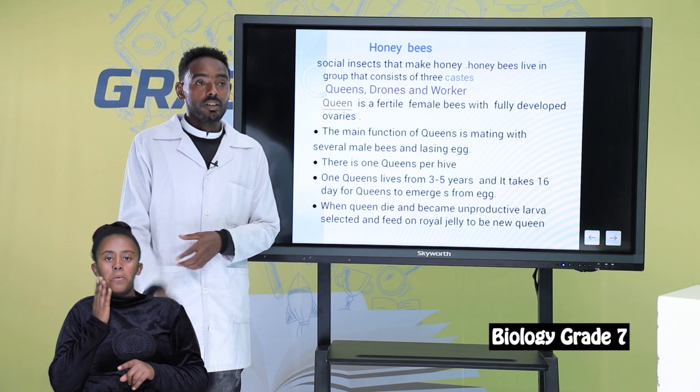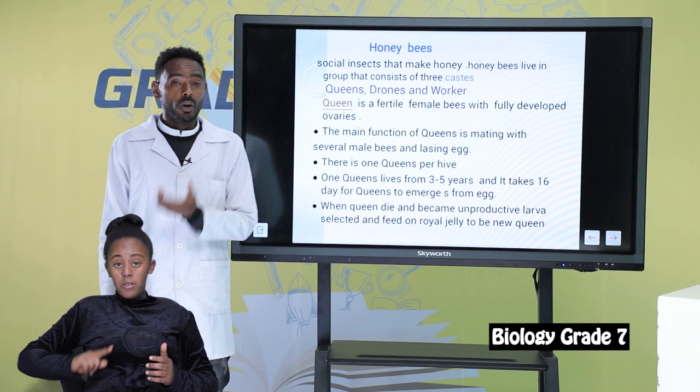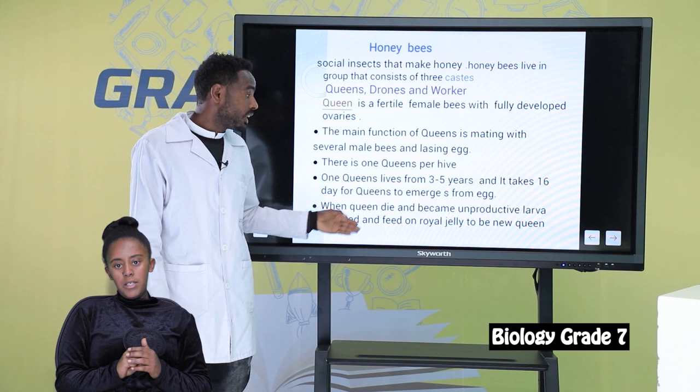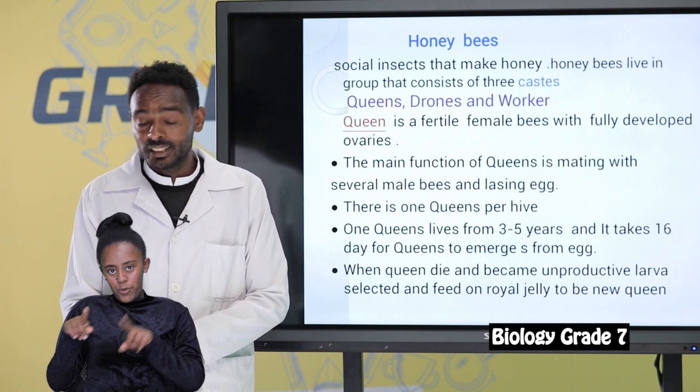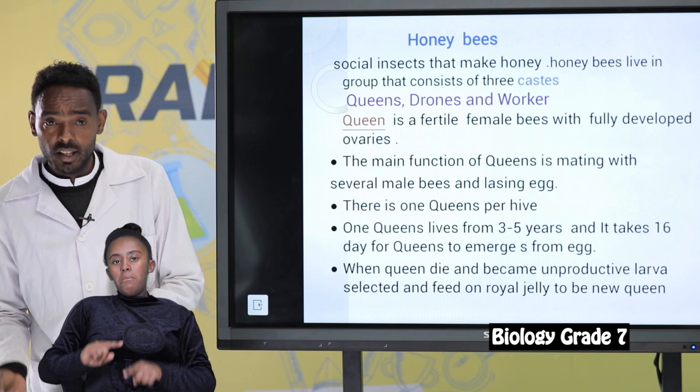Now we see the main functions of the queen. The main function of a queen is mating with several drones. Drones means male bees. The second one is that a queen lives from 3 up to 5 years, and it takes 16 days for a queen bee to go from egg to emergence. Another one is that when a queen bee dies or becomes unproductive, a larva is selected and fed on royal jelly to become a new queen.